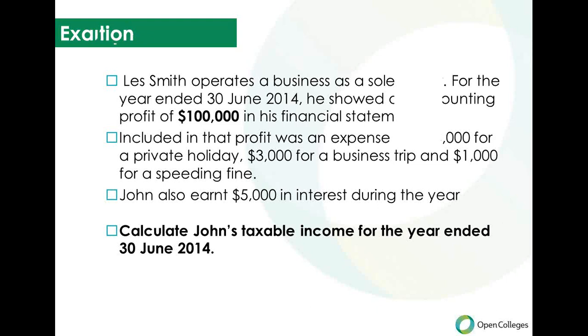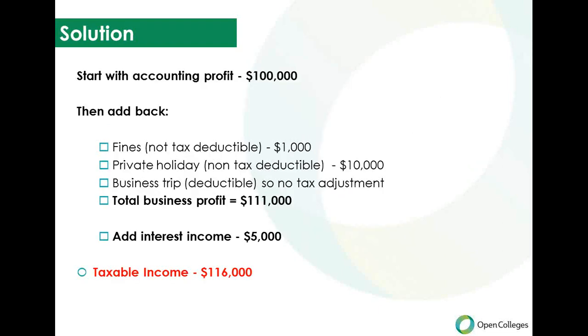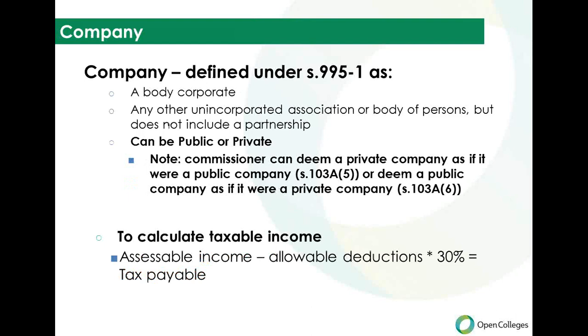So in this case, you start with an accounting profit of $100,000. Then you add back the fines because they're not tax deductible. The private holiday, once again, is non-tax deductible. The business trip is fine, so there's no tax adjustment required there. So his business profit is $111,000. You then add his interest income of $5,000 and end up with taxable income of $116,000. So there's just some basic guidance when you're looking through an individual's tax affairs.